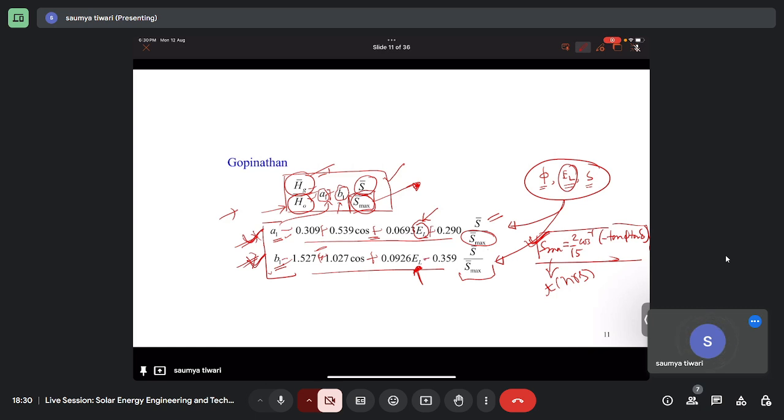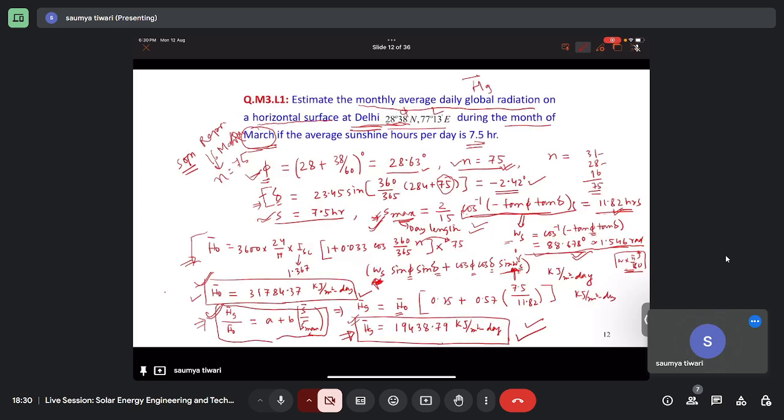Now he has included one extra parameter, which is EL, and EL is basically the elevation of that place. So this is basically an improved formula over the Angstrom one. It has similar parameters: s bar, s max bar, s naught bar, and Hg bar. Just the constant parameters have been improved.